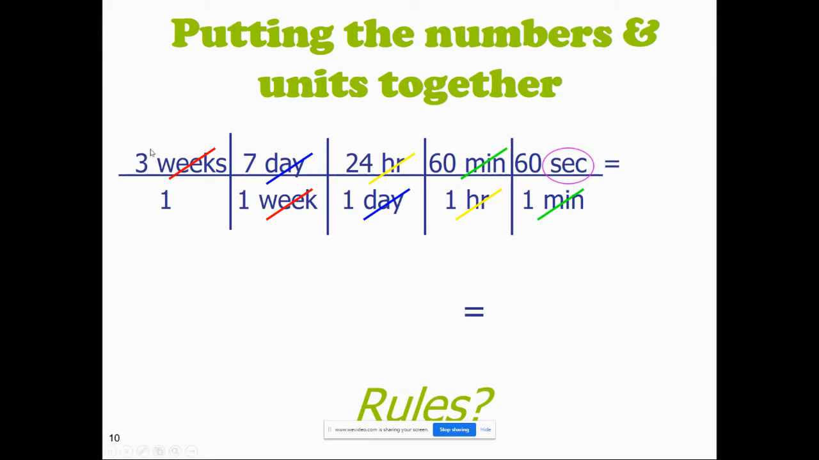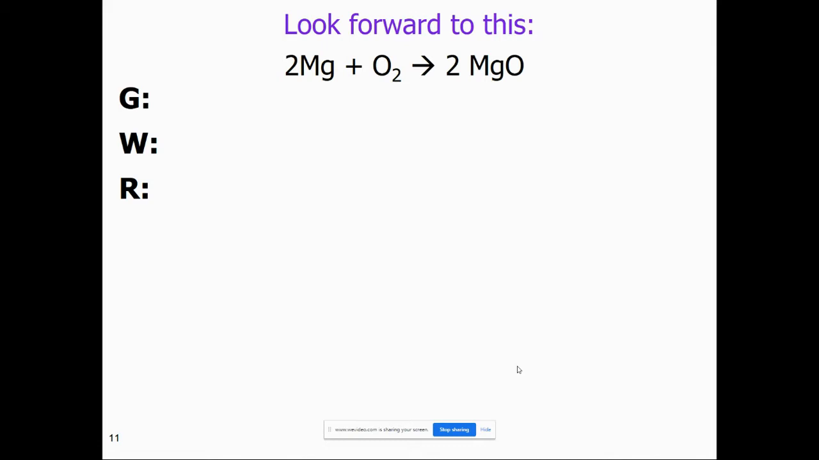However you want to do it. Again, my preferred way is 3 divided by 1 times 7 divided by 1 times 24 divided by 1 times 60 divided by 1 times 60 divided by 1. Your unit is seconds. Your final answer is 1,814,400 seconds.